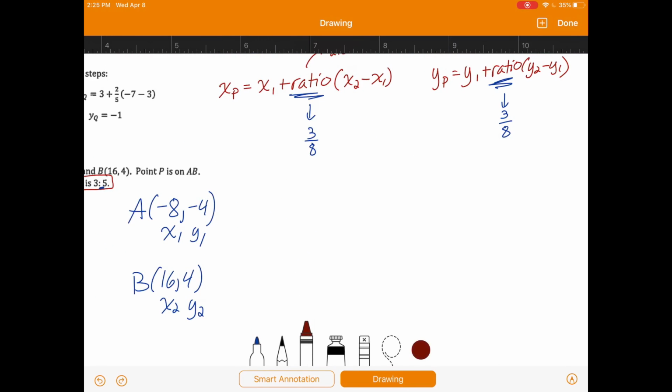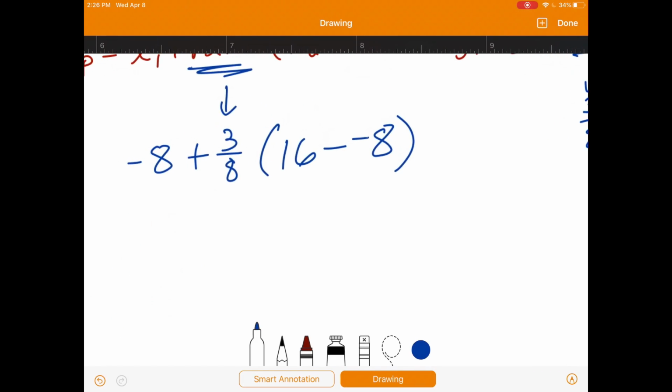So if we look at the x's first, then we've got x1 as -8 plus the ratio that we came up with before, and that's multiplied times x2, which is 16, minus x1, so minus a -8. And when you have something like this where you've got 2 negatives, subtracting a negative number is the same thing as adding, so we're going to turn that into plus, and that's going to be 24, and then bring all the other stuff down.